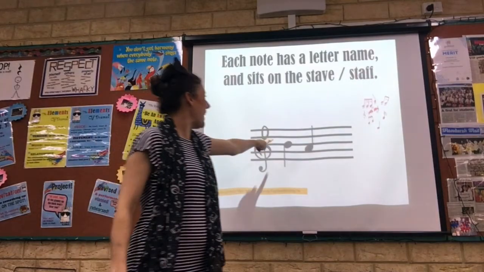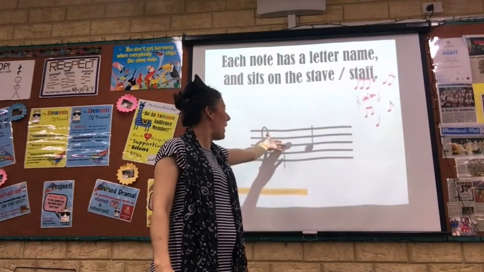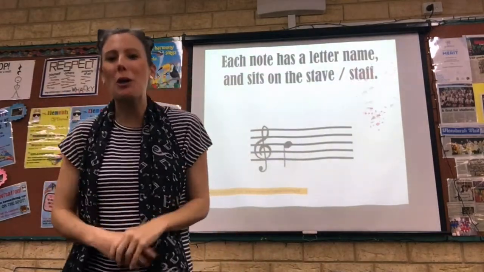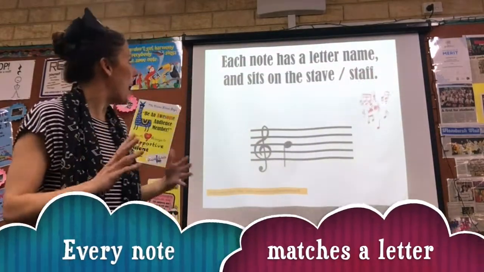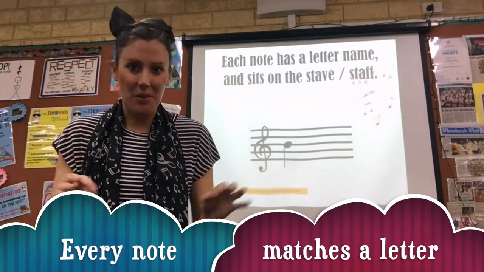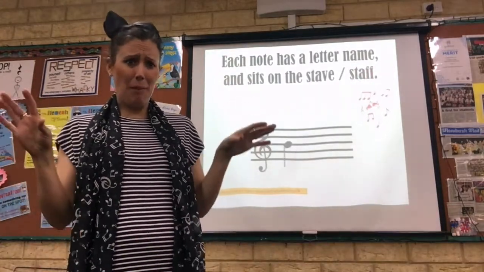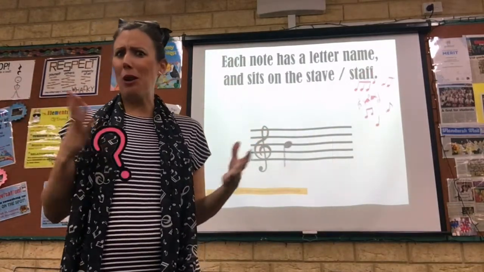So here's some examples of some notes now that are living on our staff or our stave. Now, you can see they're popping up and down. Some of them are on the line, some of them are in the spaces. We'll talk a bit more about that later. But each note is matched to a letter. Each note has a letter that matches to it. The problem is, how do we know what letters to use?